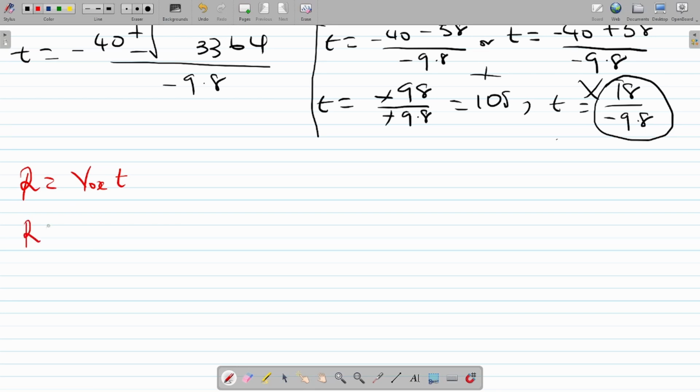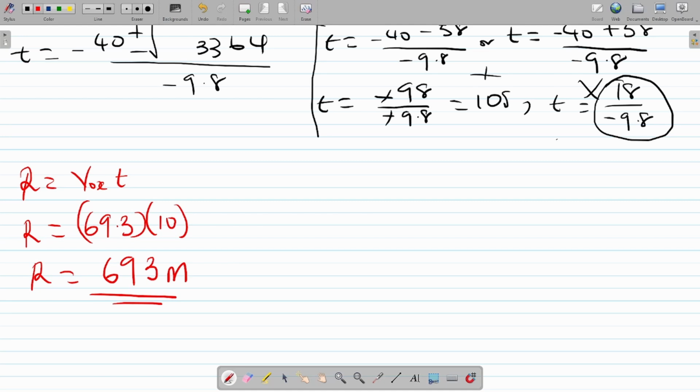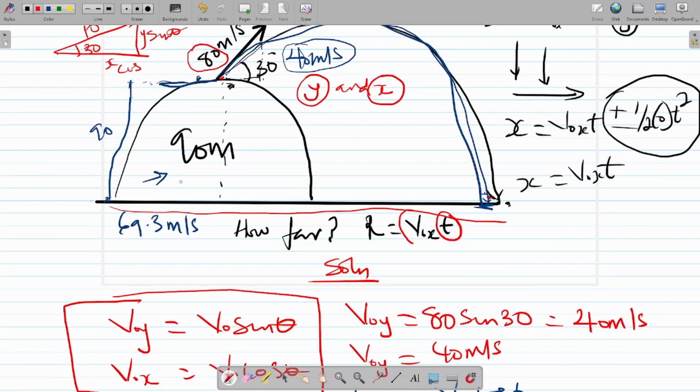We say that r, which is the range, is equal to our v naught x, which is 69.3 multiplied by 10 seconds. So our range is going to give us 69.3 multiplied by 10, which is 693 meters. And this is our solution. So this means that this projectile traveled 693 meters. So from here to here is actually 693 meters. And this is our solution.